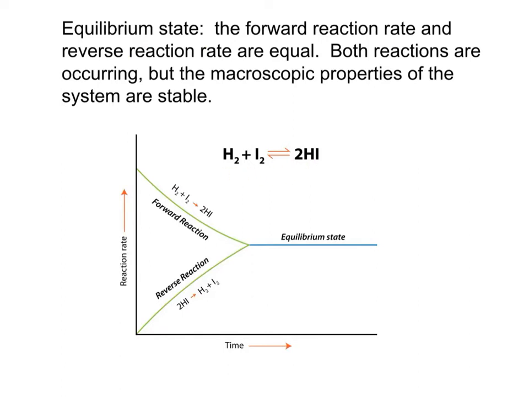Lots of hydrogen and iodine reacting to form hydrogen iodide. And of course, as they react, there's fewer hydrogens and iodines, so the rate begins to slow. We see this curve begin to flatten.